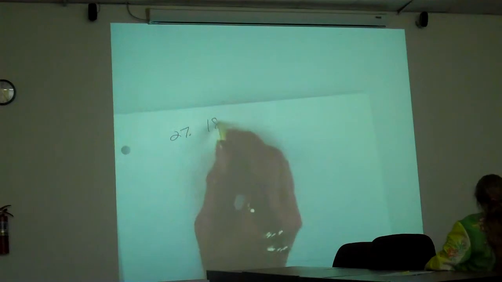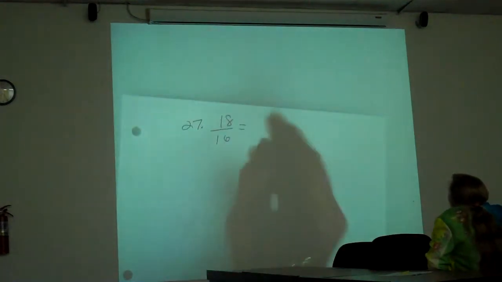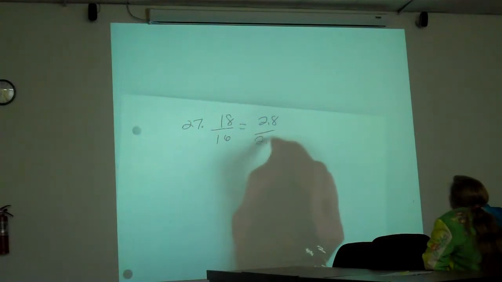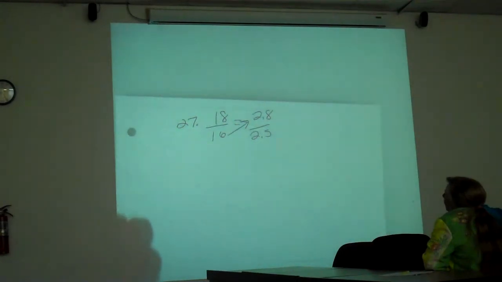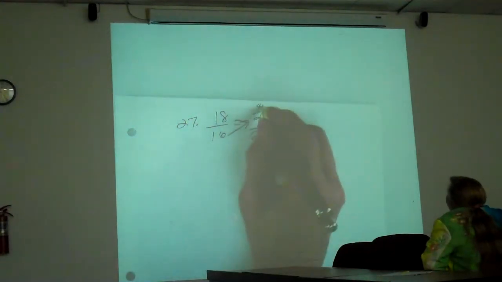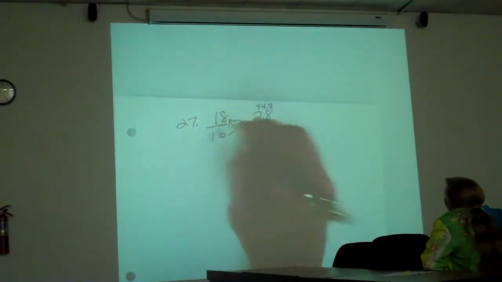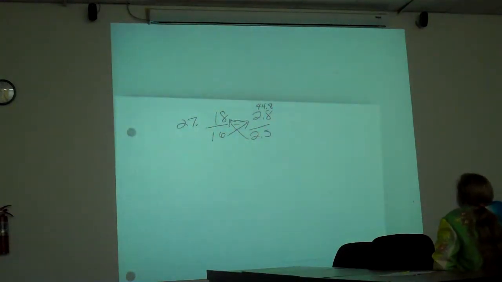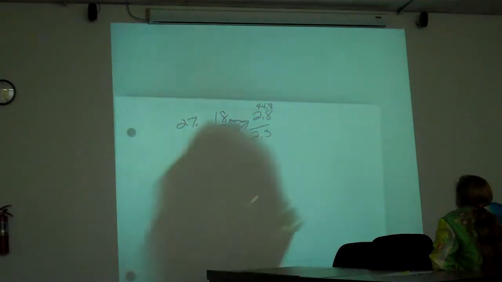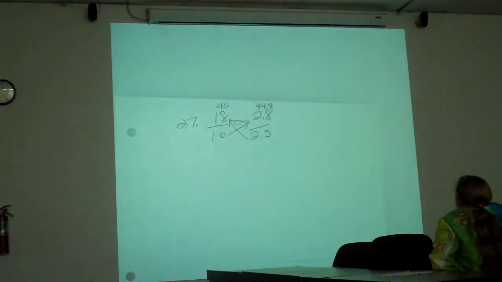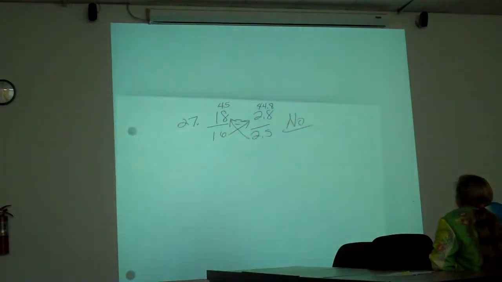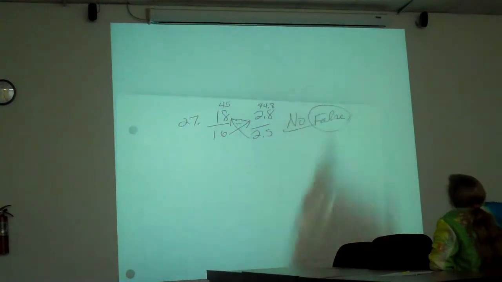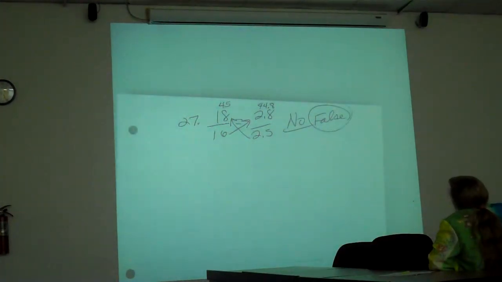18 over 16 equals 2.8 over 2.5. So you need to do 16 times 2.8. And what do you get? 44.8. And 2.5 times 18 is 45. It's close, but it's not equal, is it? Even if it's close, it has to be exact, so it's still no. It says true or false, so it would be false.